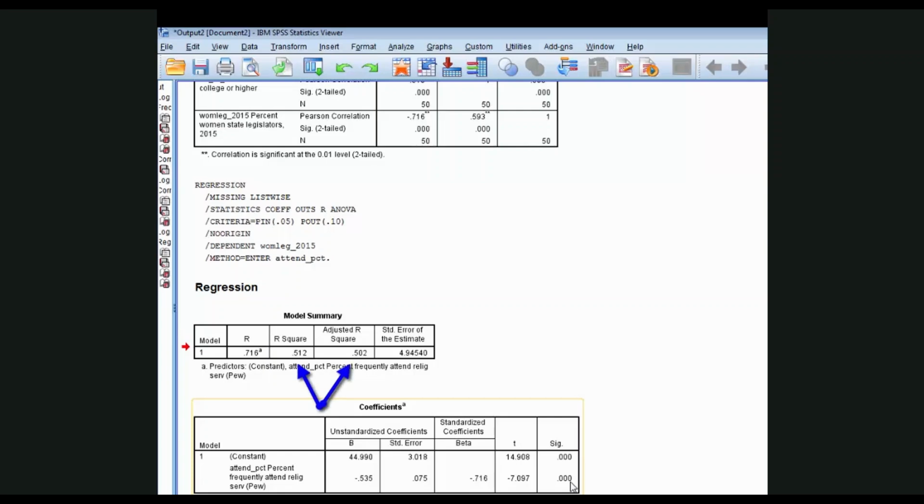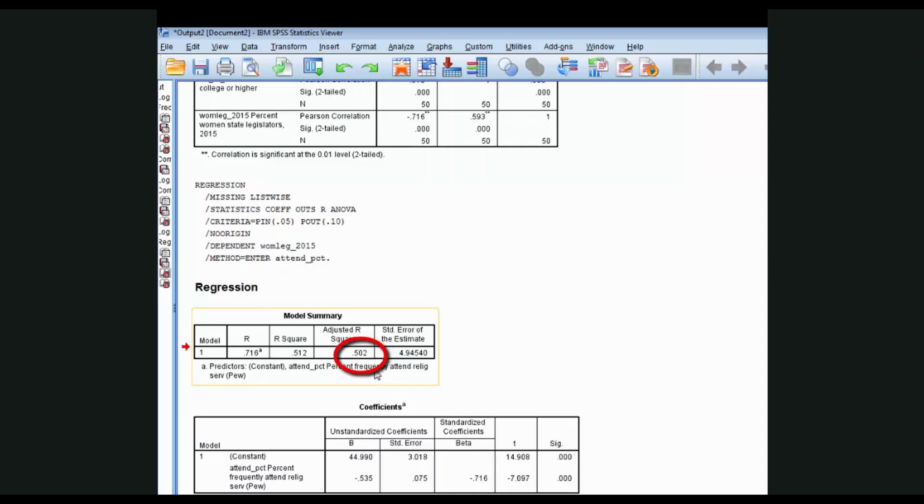How strong is the relationship between frequent attendance at religious services and female legislators' percentage? That is answered by R square up here in the model summary table. Notice there are 2 versions of R square. There's R square, plain vanilla, 0.512, and adjusted R square, 0.502. We always use the adjusted value. It's more conservative than plain R square, and it takes account of sample size and the number of independent variables in the equation. What does it mean, 0.502?